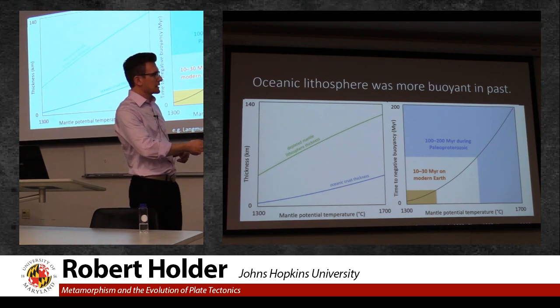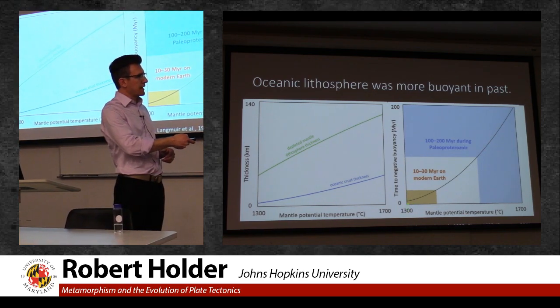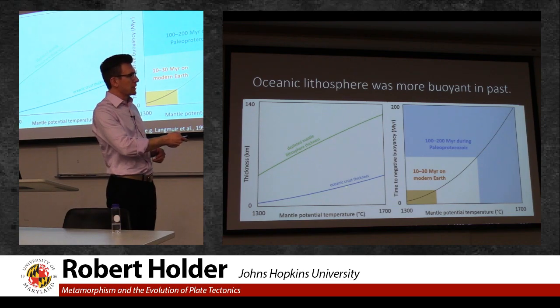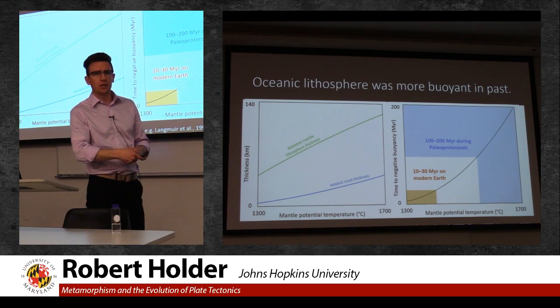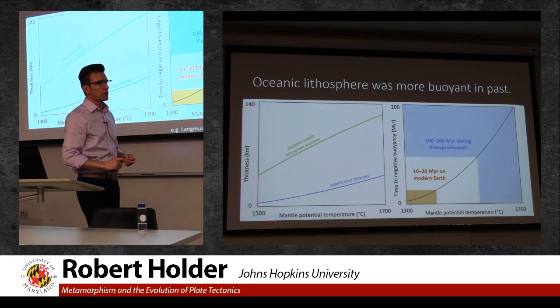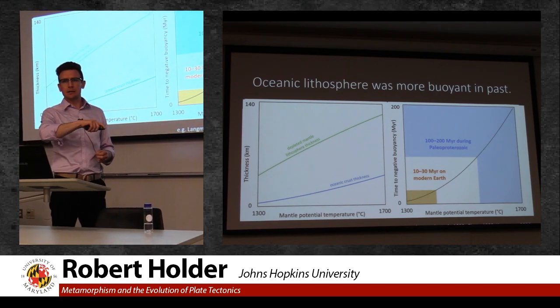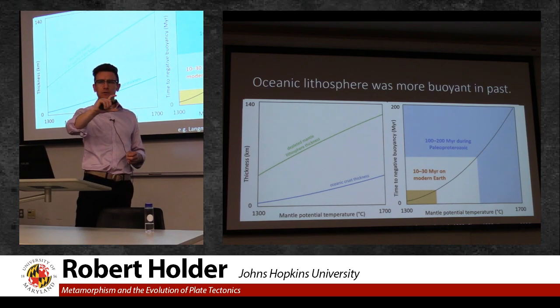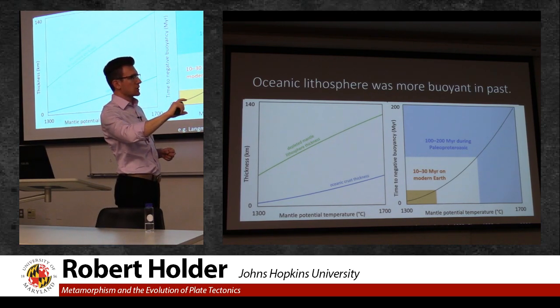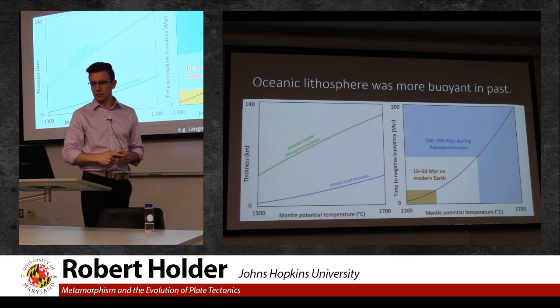And so we might calculate, as a function of mantle potential temperature, the degree of melting, and associated with that degree of melting the thickness of the oceanic lithosphere. And we might model the cooling of that lithosphere through time to see when that lithosphere becomes negatively buoyant. When is its density sufficient such that it could be subducted back into the mantle?